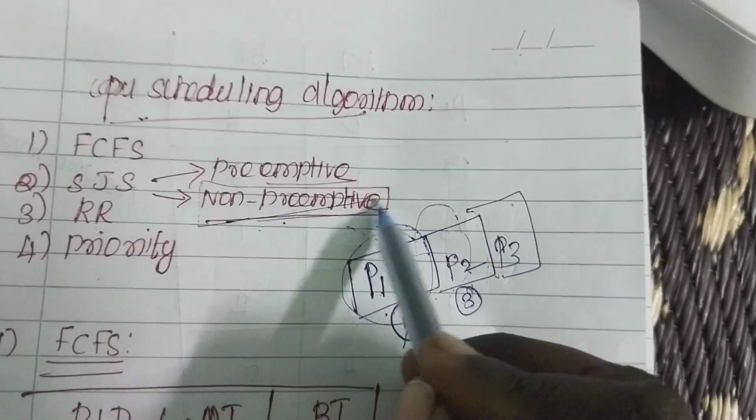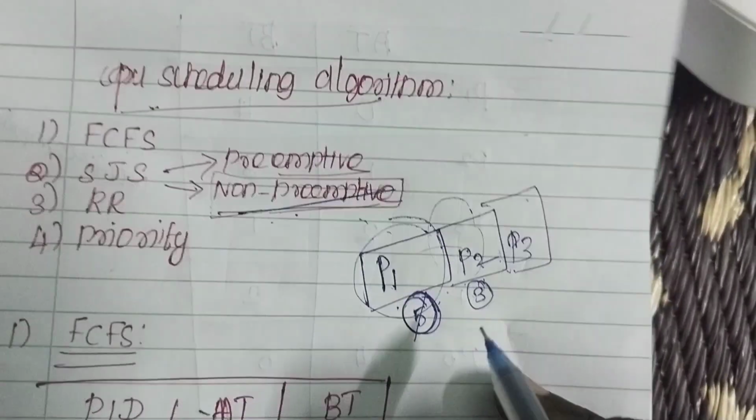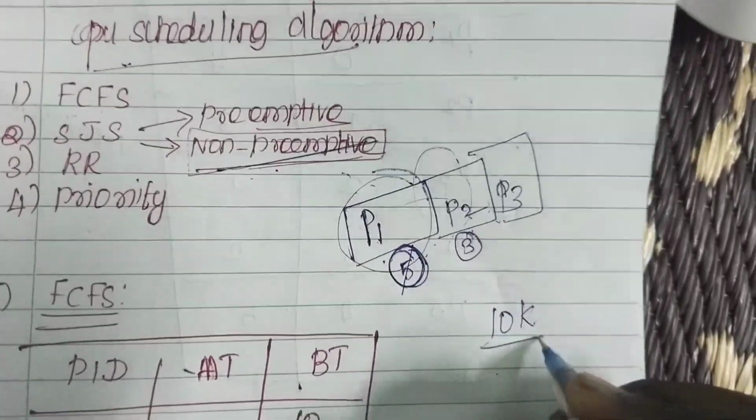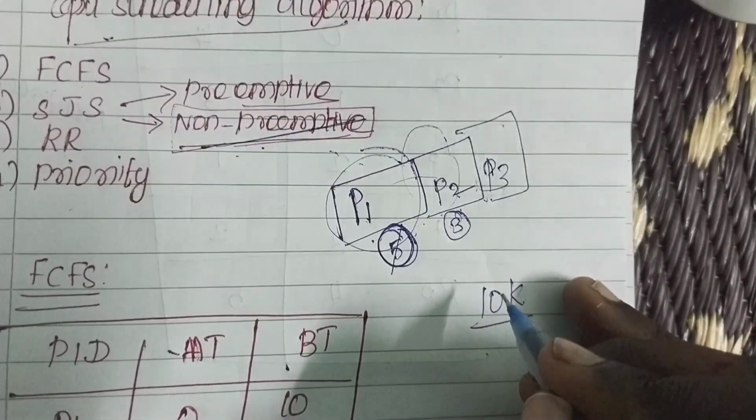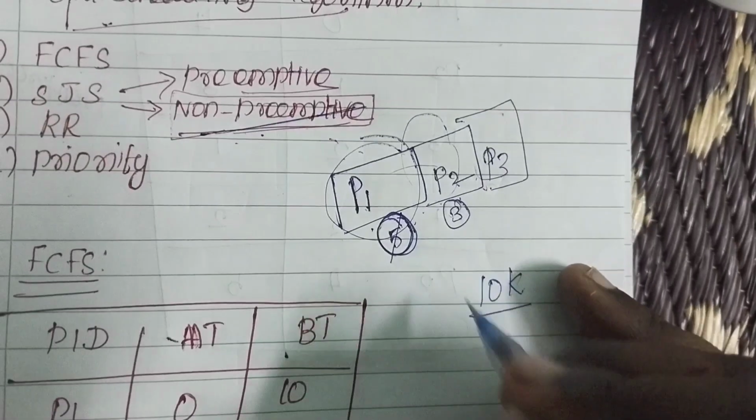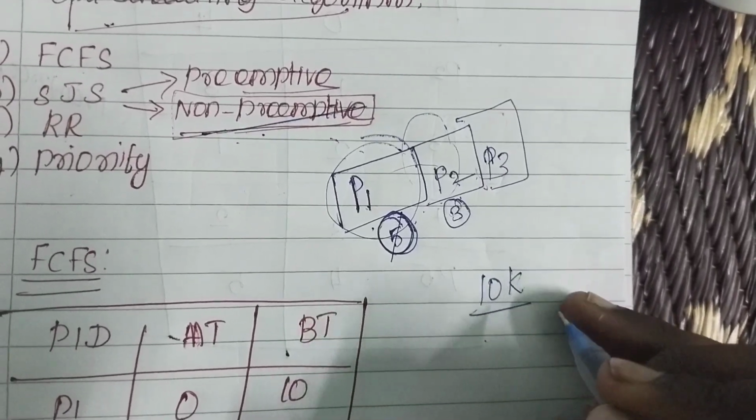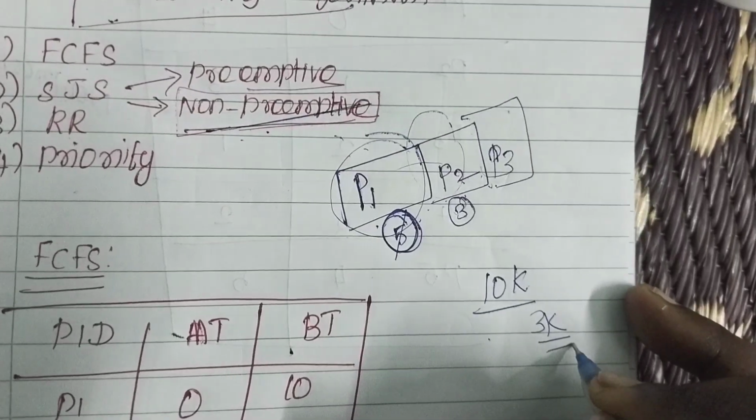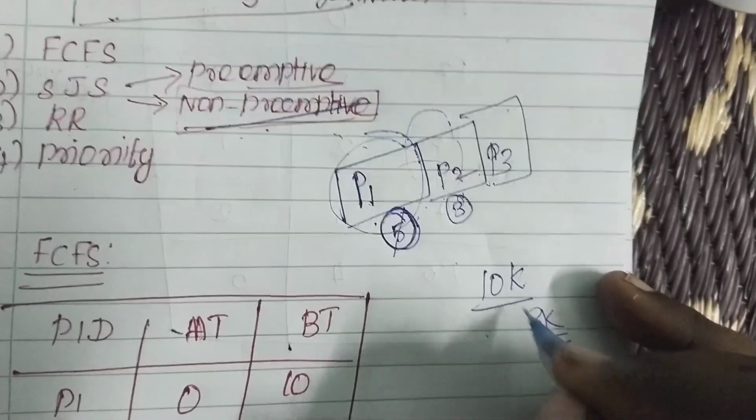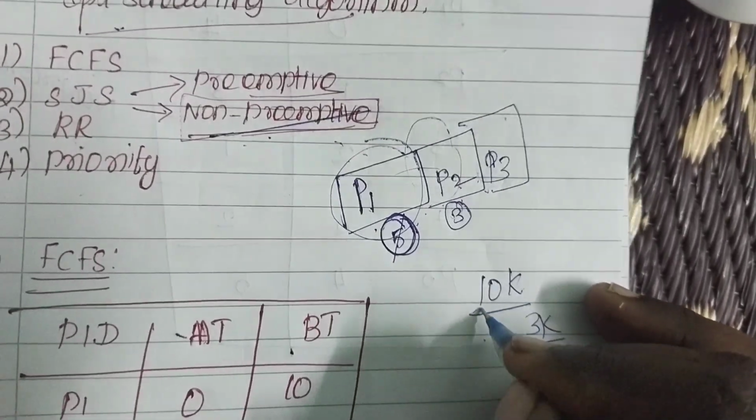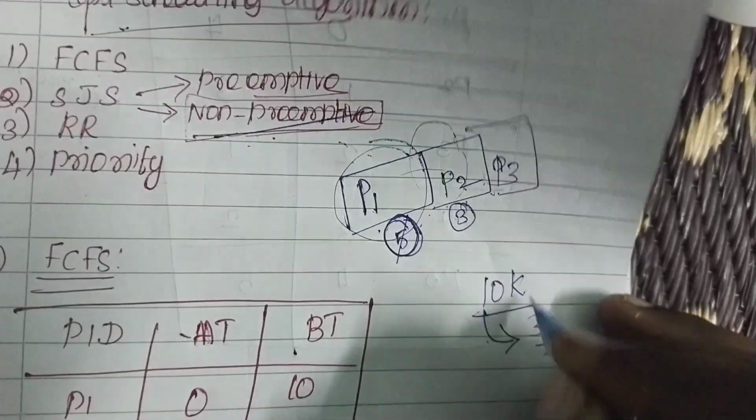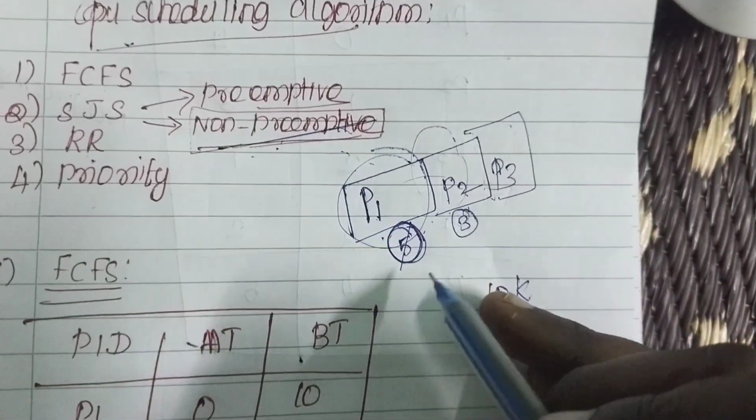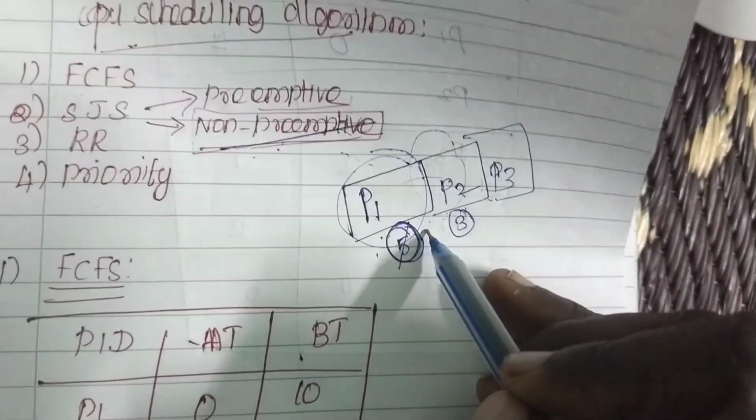An example for non-preemptive: I have withdrawn 10k from the ATM. For the 10k, I have entered my PIN. It started to withdraw the amount from the ATM. While I am receiving 3k, if I want to stop this process, I can't stop it. Only when the process is completed can I stop it. This is non-preemptive. In non-preemptive, I can't stop the process until it's completed.